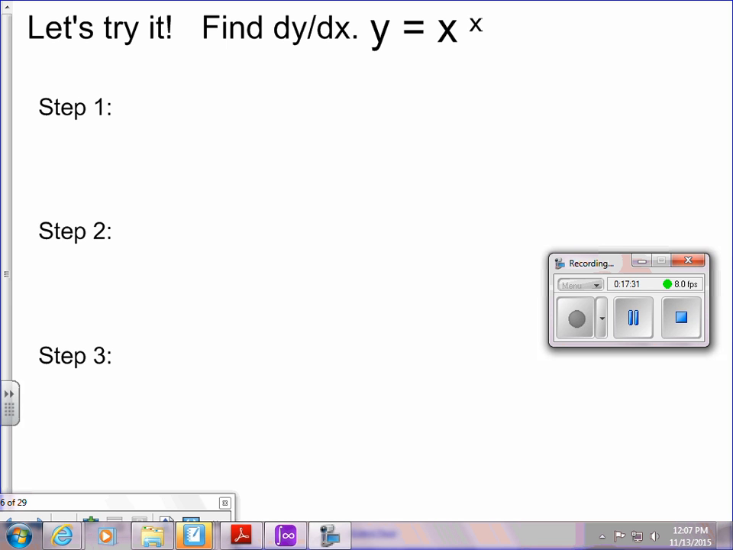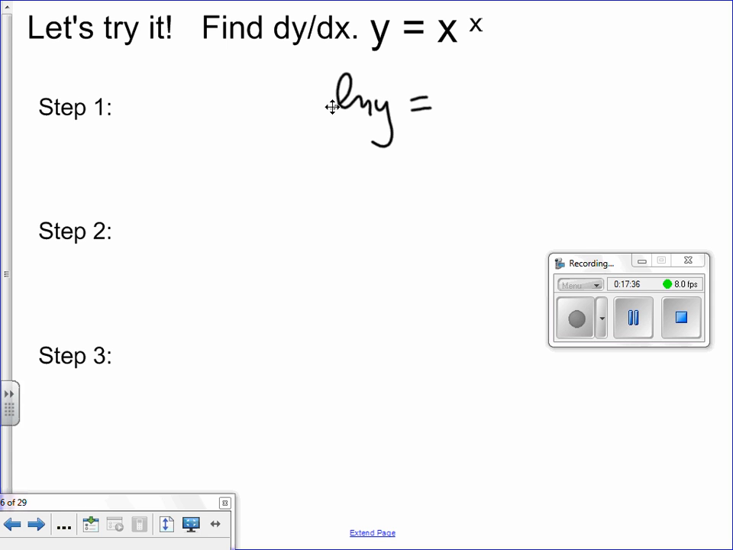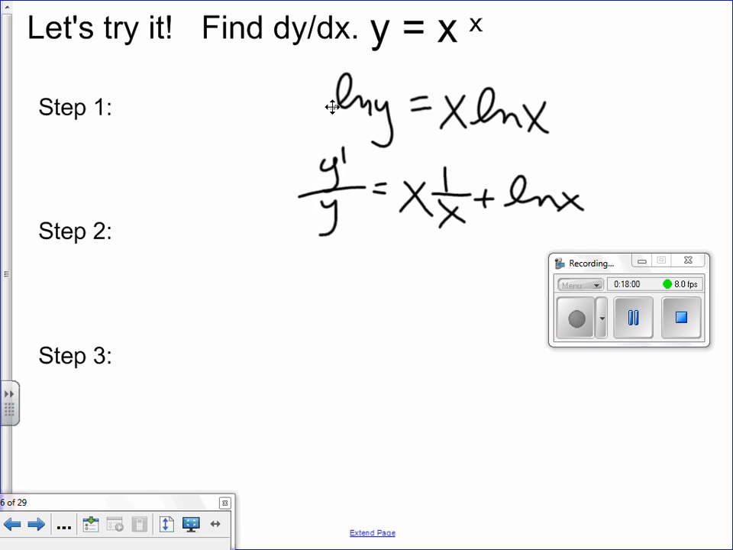All right, so what's the first thing you did? ln of both sides. And when you take the ln of that side, we apply our power property for logs. We bring down the x, right? We all got that far? All right, and then we take the derivative. What did you get on the left? And on the right? Oh yeah, this is just 1. Actually, let's write that. So we have y prime over y equals x times 1 over x is just 1, plus the ln of x.